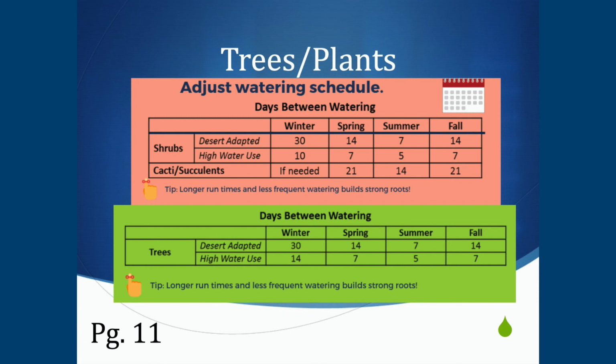But keep in mind, we're going to be watering for those longer minutes each time. Trees and plants, same idea. The principle is the same. Now it's just about stretching it out typically a little bit further. It is important to know whether you have desert adapted or high water use plants, because desert adapted plants are going to need water less frequently. Even in the summertime, established desert plants only need water about once a week if they're getting a deep enough soak. And your high water use plants still may only need water about once every 4 to 5 days.